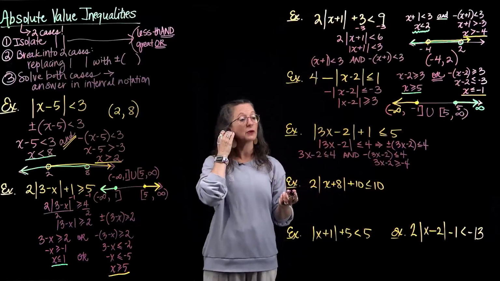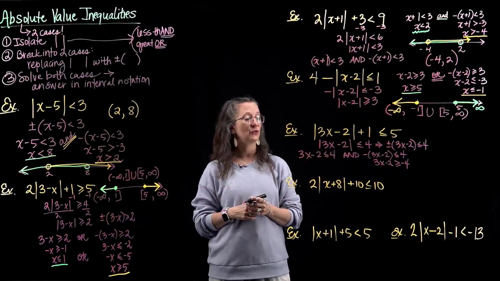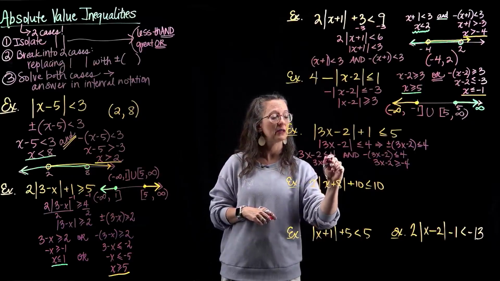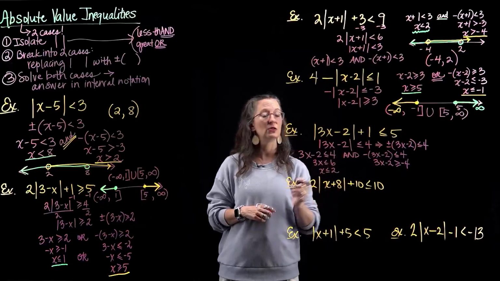All right, let's solve them both. So 3x minus 2 less than or equal to 4, I'll add 2 to both sides. 3x less than or equal to 6, and x is less than or equal to 2.